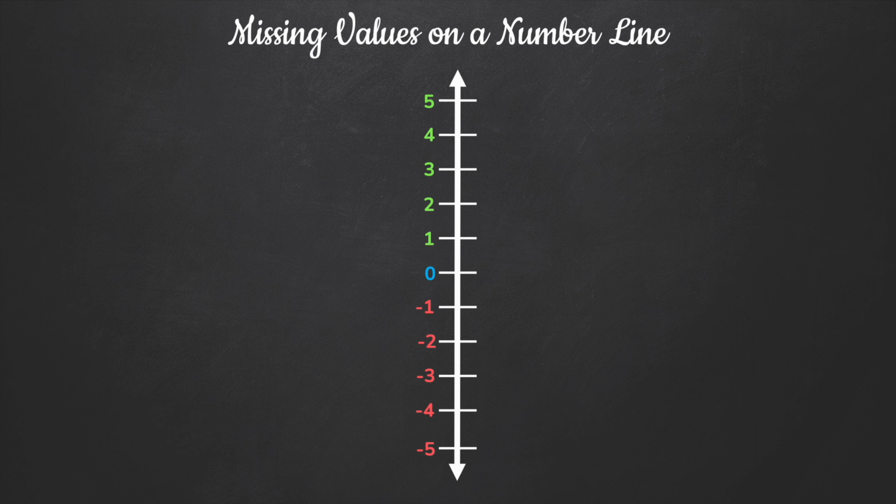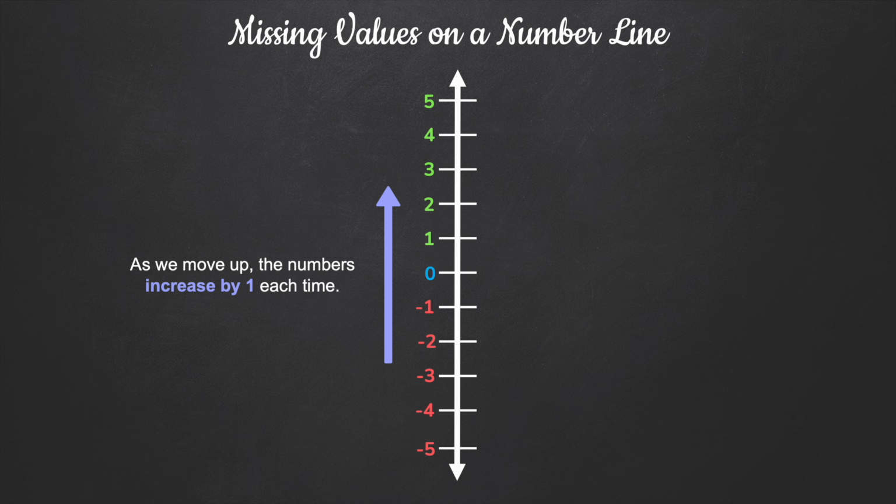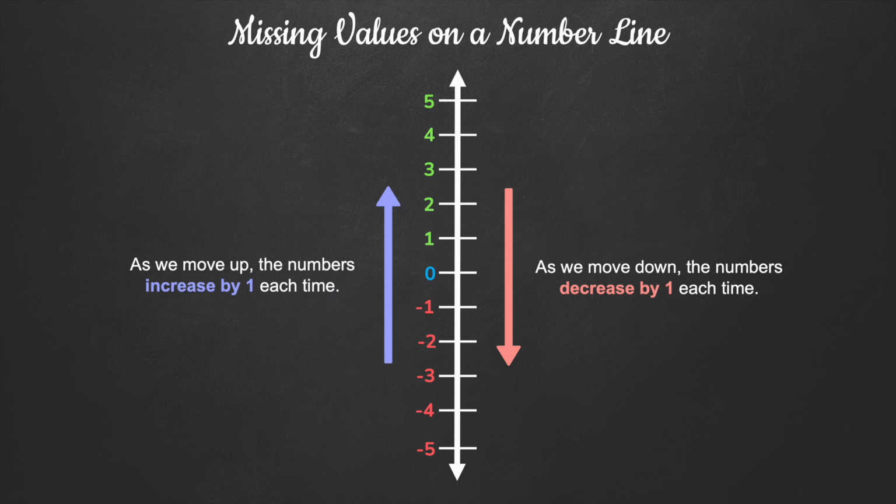Here we have a vertical number line. And as we go up, we're increasing by 1 each time. And as we go down, we're decreasing by 1 each time.